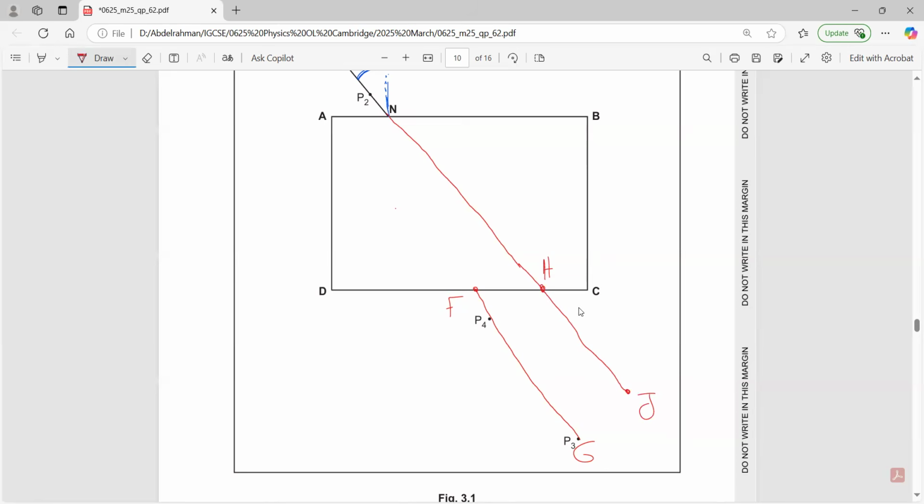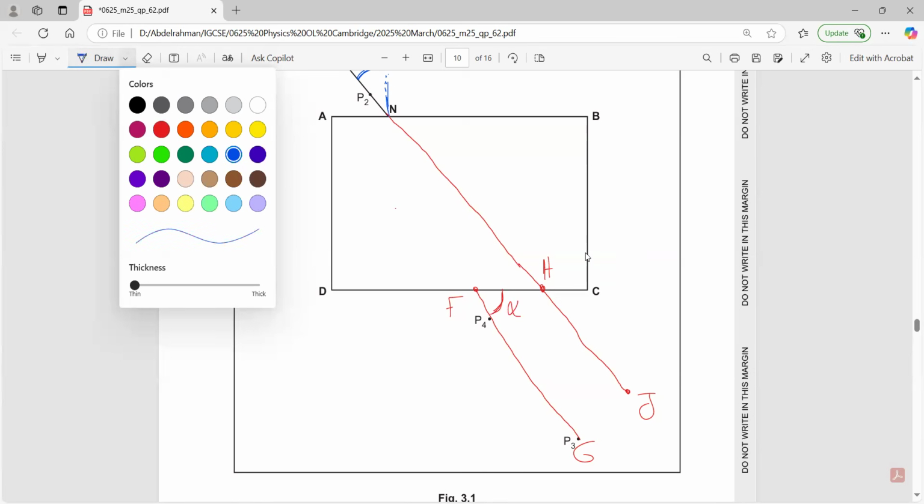Measure the acute angle between CD and GF. Can I find this angle? This is alpha. Can I find alpha? Yes, using the protractor. How can I place the protractor for this question? The protractor would be somewhat like this.